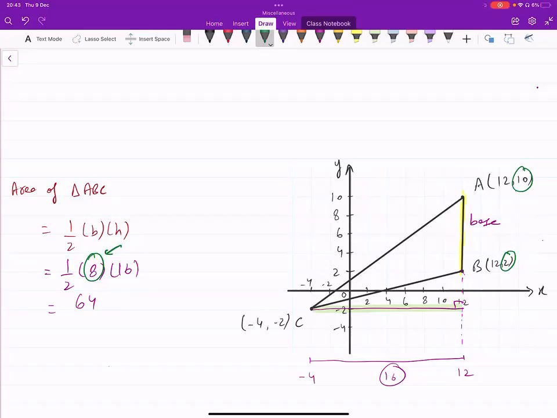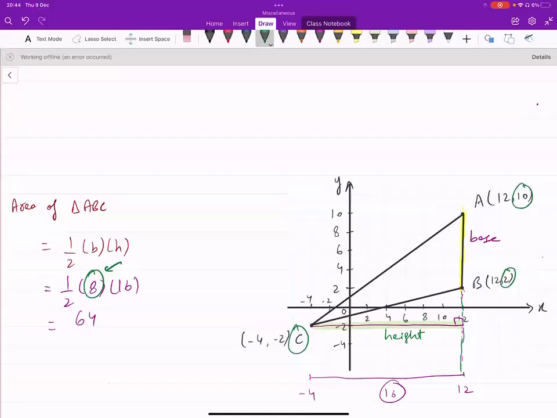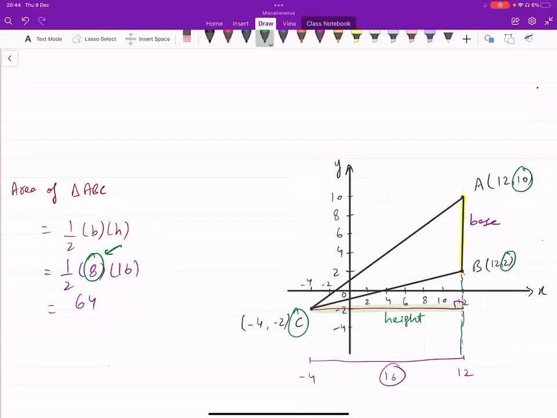Base से perpendicular distance to the third point. This is your height, even though it lies outside the triangle. क्योंकि हमने perpendicular लेना था उस point से base तक. So how do you calculate this height? You've got this x coordinate -4 here. You've got this x coordinate 12 here. 12 minus -4. Total distance कितना बन गया? It becomes 16. So 16 is going to be your height.